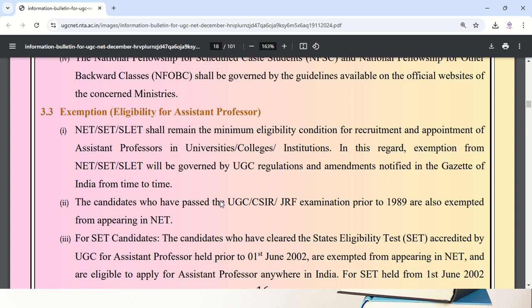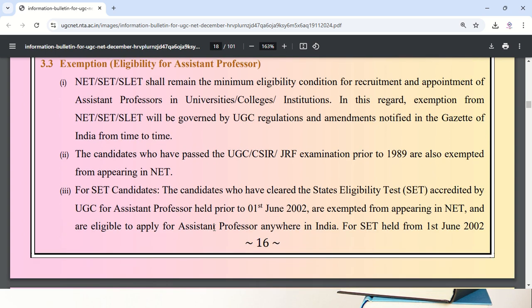That is the information they have given, as well as for candidates who passed the CSIR and JRF examination. Those who passed before 1989 are exempted from appearing for the NET. Those people are not required to appear for the NET. That is the information they have provided. And for the next one, the SET candidate, the candidate who cleared the State Eligibility Test required for assistant professor. SET means State Eligibility Test. Suppose anybody completed it before 1st June 2002, they are exempted. Those people are not required to appear for the NET examination, and they can work as assistant professor anywhere in India.